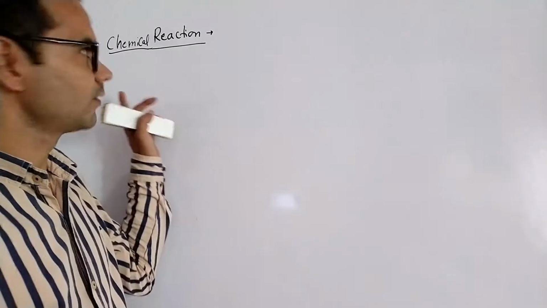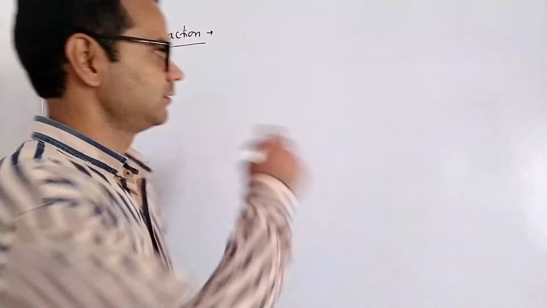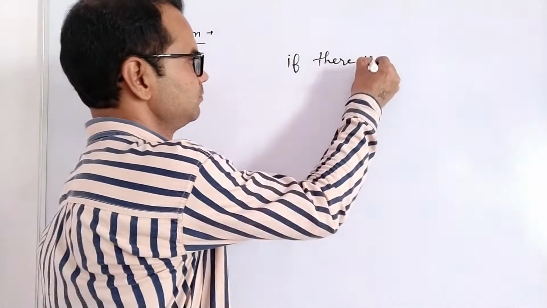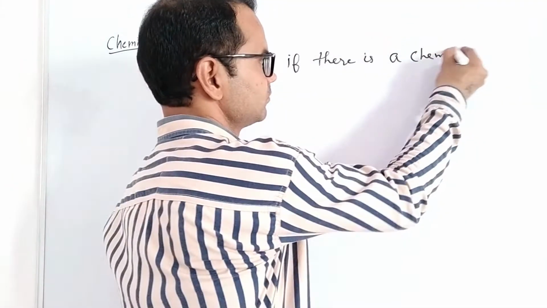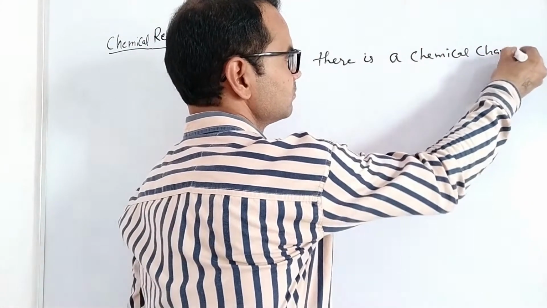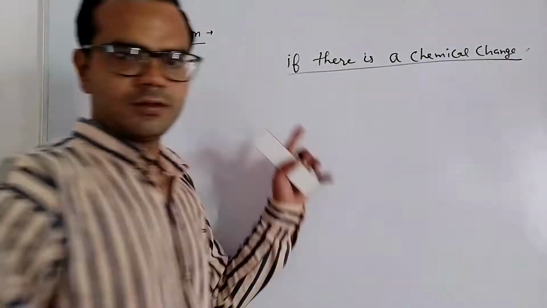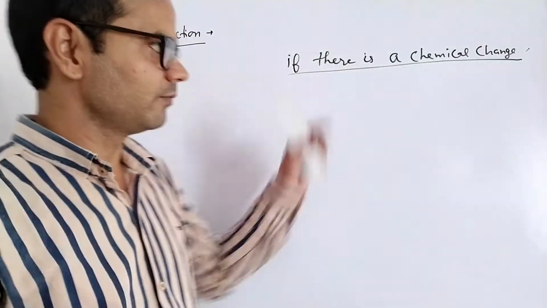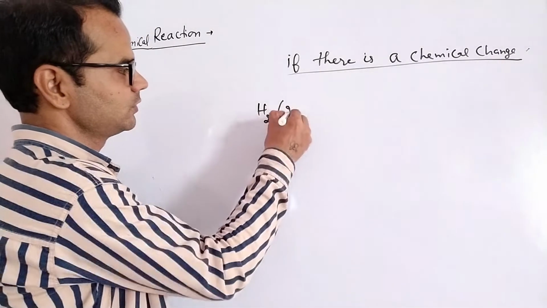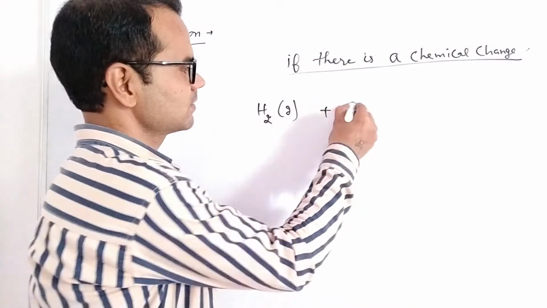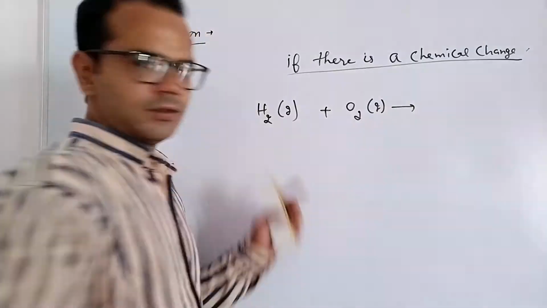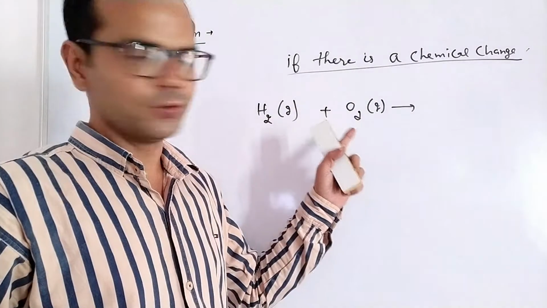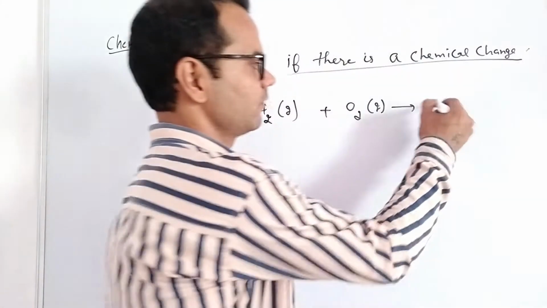So first thing is, what is chemical reaction? A reaction is said to occur if there is a chemical change. For example, we have hydrogen plus oxygen. If hydrogen and oxygen combine together, then definitely a new substance will form, that is water.